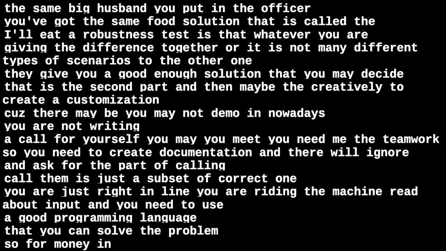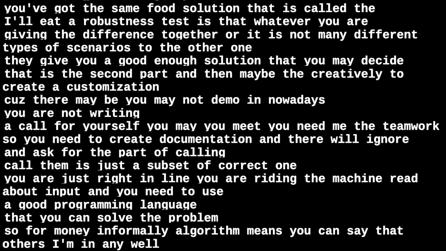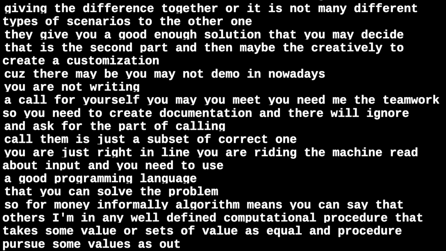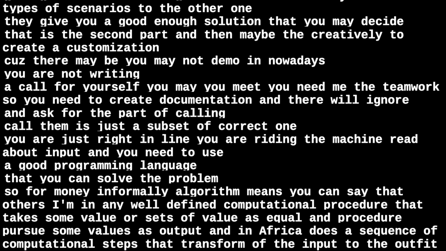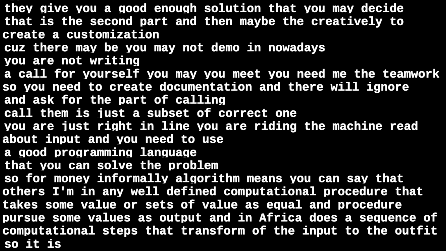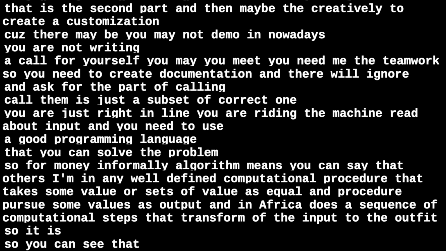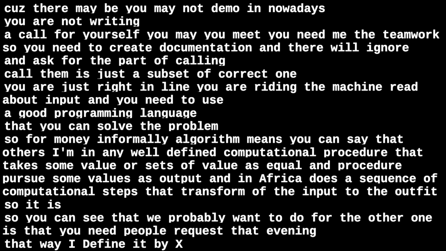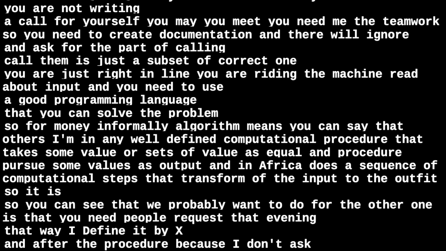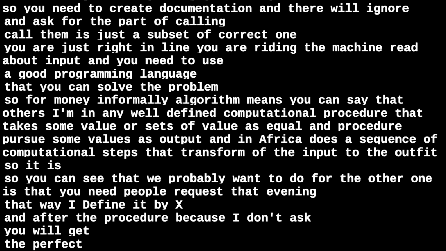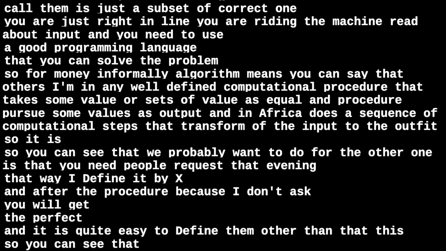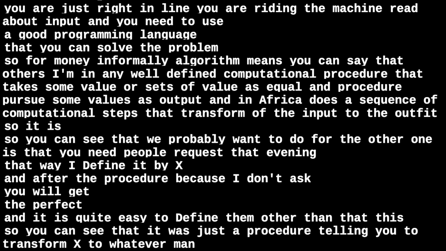Informally, an algorithm is any well-defined computational procedure that takes some value or set of values as input and produces some value or set of values as output. An algorithm is thus a sequence of computational steps that transform the input to the output. What we want for the algorithm is that it requires an input that we can define as x. After the procedure, we get f of x. It is quite easy to define the algorithm like this. It is just a procedure telling you to transform x to f of x. So that is an algorithm. Very, very easy.